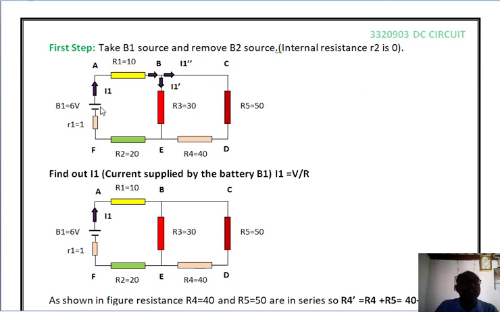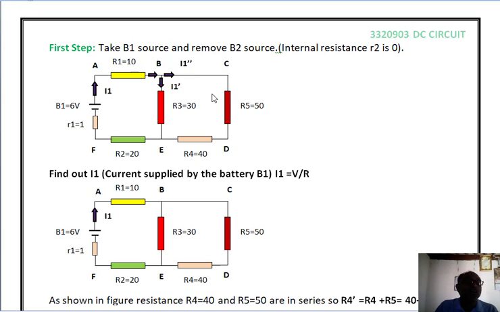Now you can see the battery provides the current I1, and this current is divided at point B in two ways. Some of the current passes through this 30 ohm resistance and the remaining current passes through the CD resistance. So first we have to find the value of the current provided by this battery. After that, we can find the values of I1 dash and I1 double dash.